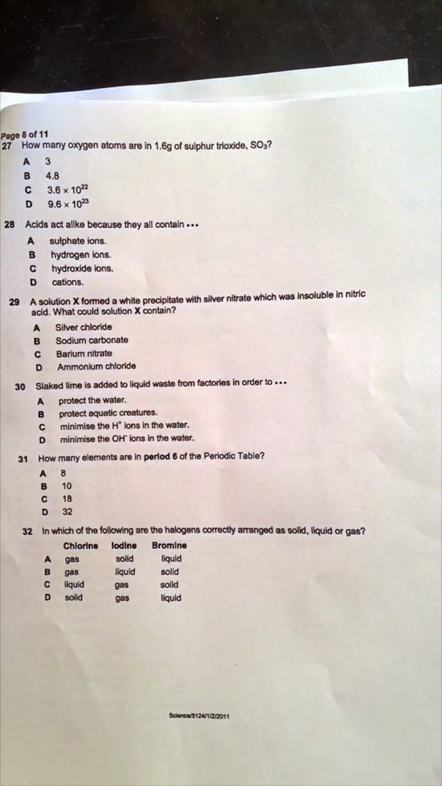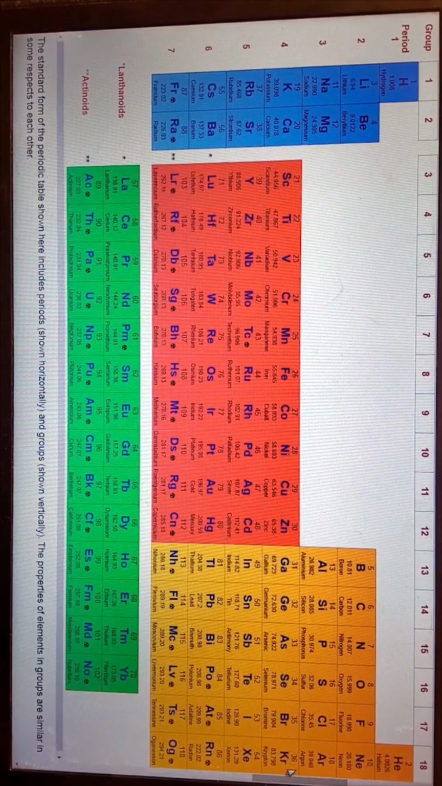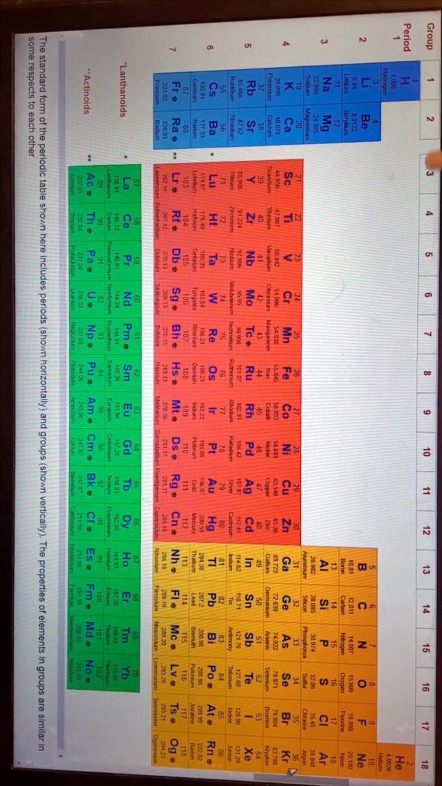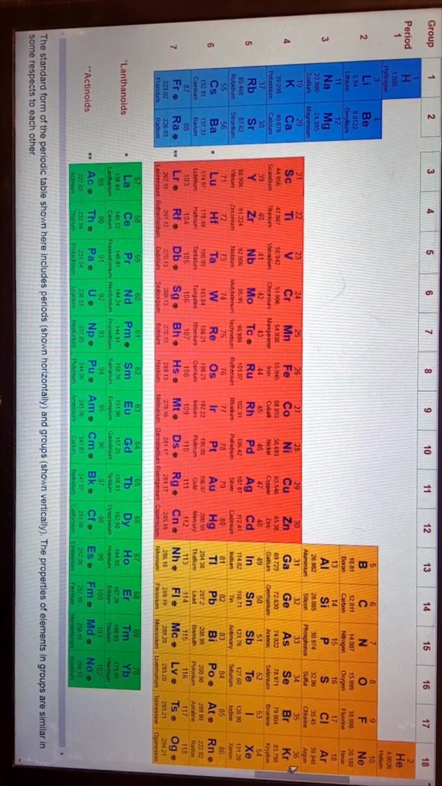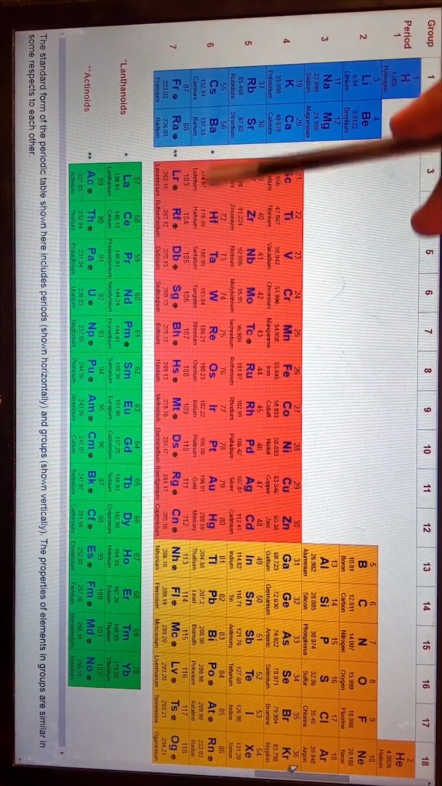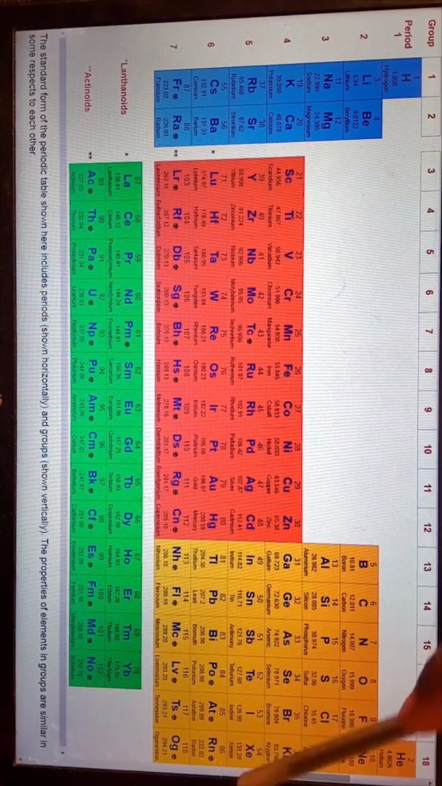Move on to question number 31. It says, how many elements are in period 6 of the periodic table? Let's get our periodic table. Okay, so we've got groups, and then we've got periods. So which one is period 6? So how many elements are in period 6?